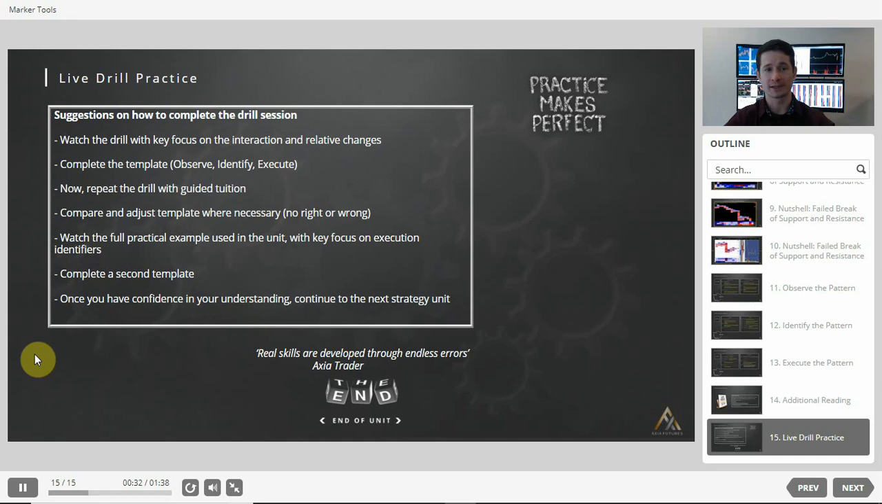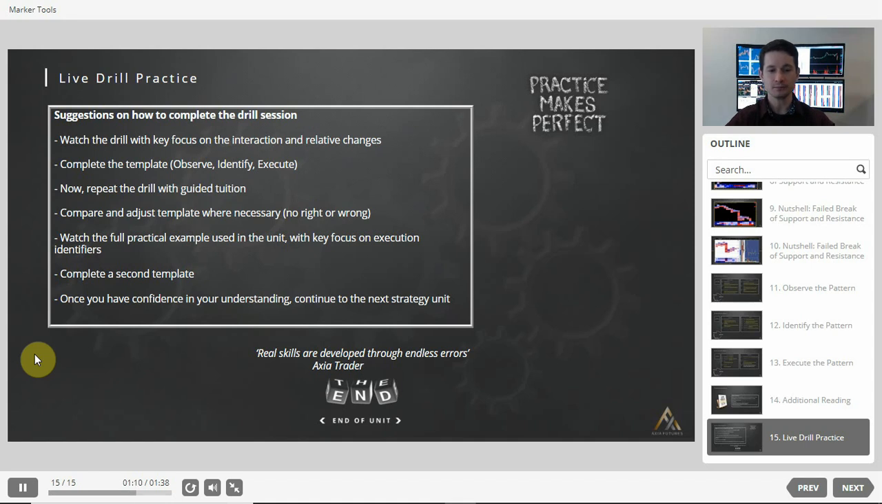Obviously, once you have watched through it, go compare or go and watch the guided tuition, compare some notes, make additional notes, but complete the template. Once you've done that, obviously, you can go back through these slides and watch over the other drills that we utilized within the unit, and you can then, once you do that, go and complete another template. Remember, the more templates you complete, the better you're going to get it, the quicker you're going to get it, the quicker you're going to learn the habit, and the better you're going to become at ultimately completing a processed approach. Okay, once you're happy with all that and you're confident in your understanding of the strategy and your application, you can then move on to the next unit.